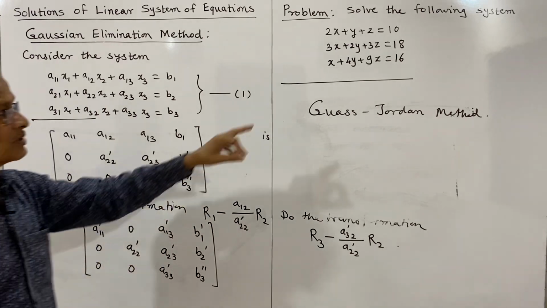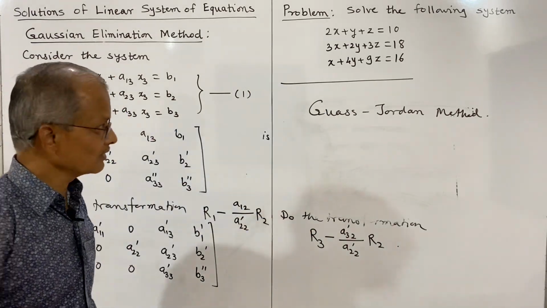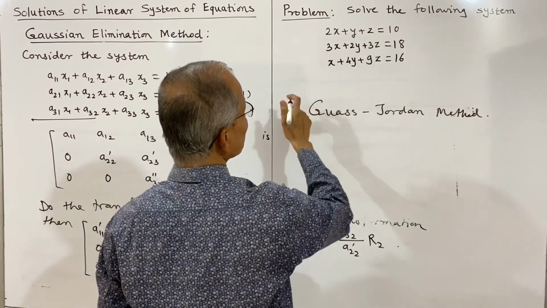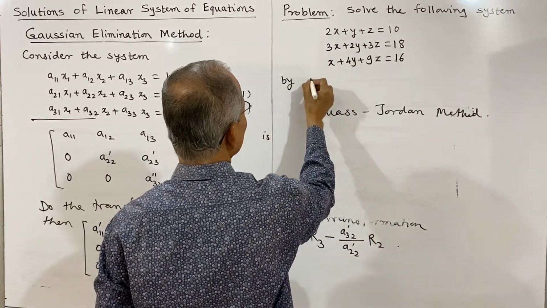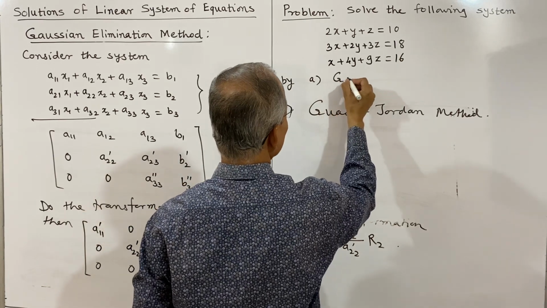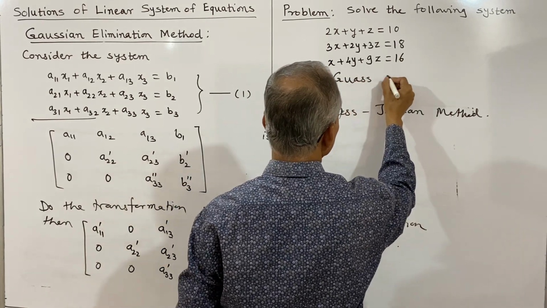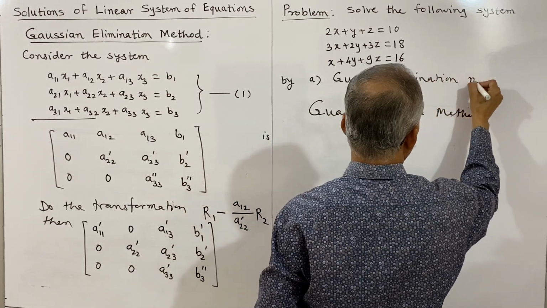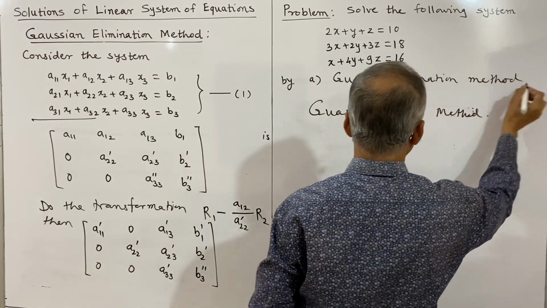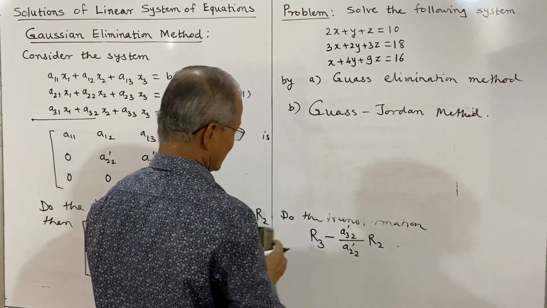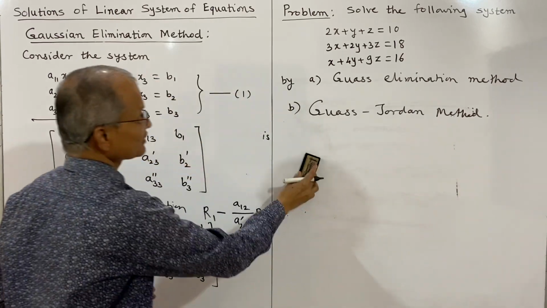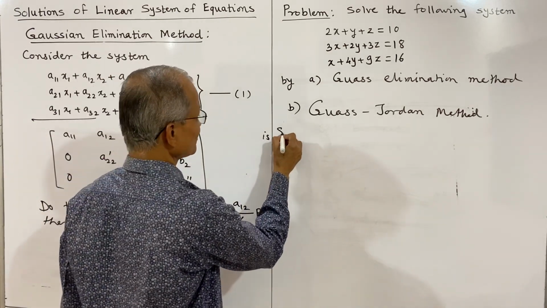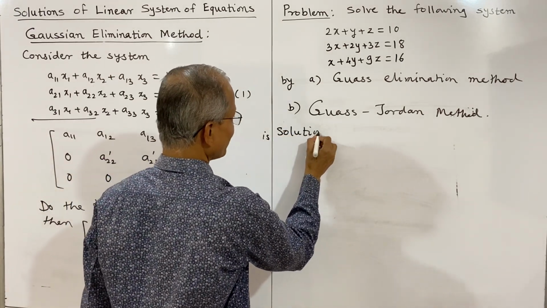Now we shall solve this problem so that this will be more clear to you. Solve the following system, first by the Gauss Elimination Method and second by the Gauss Jordan Method. So this is the problem. Now we shall solve it. First we shall write the augmented matrix. So the solution for this is the augmented matrix.